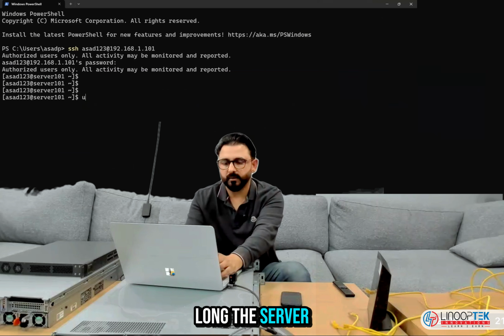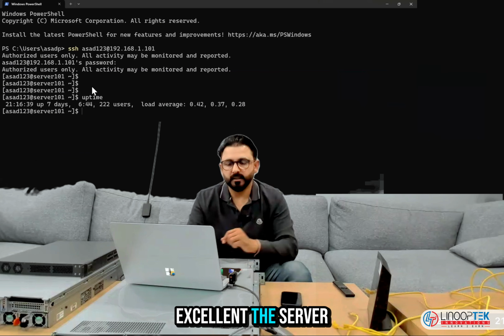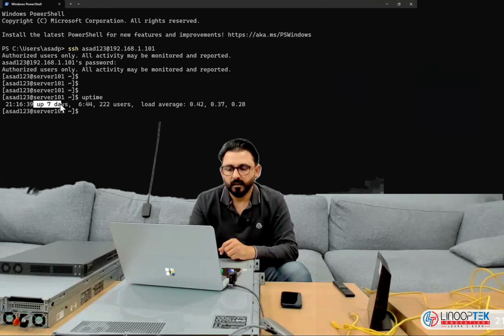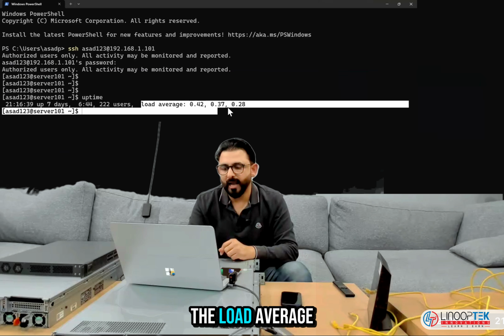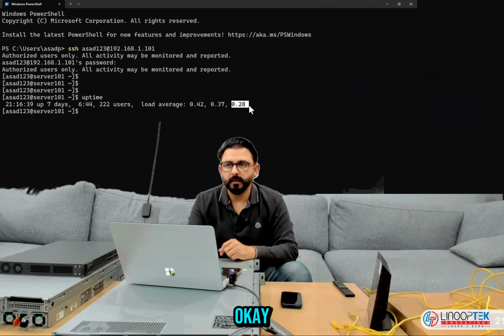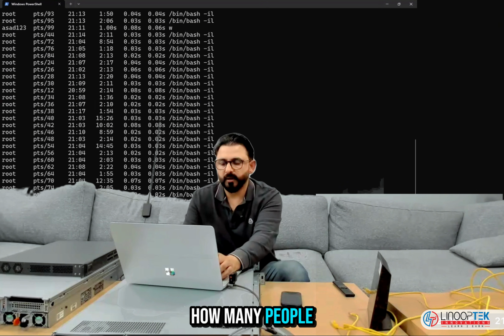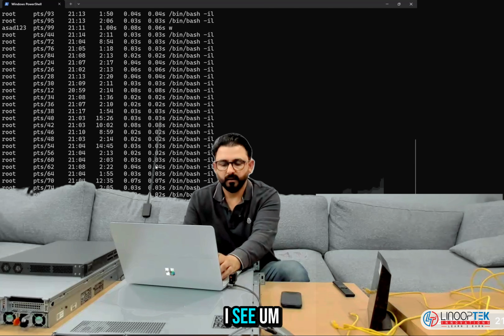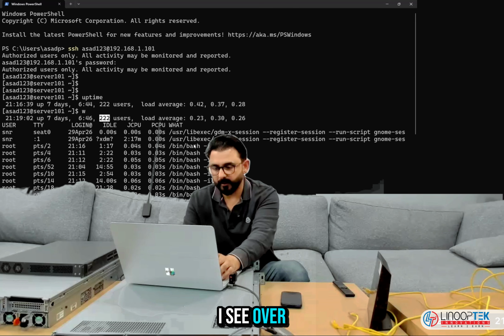You will tell me how long the server has been up and running. Go ahead and type the command. Excellent. The server has been up and running for 7 days, 6 hours and 44 seconds, and there are 220 users logged in right now. And this is the load average on your server. The load average intervals are 1 minute, 5 minutes, and 15 minutes. Okay. And I'm going to type the command to see how many people are logged in over here. And right over here, I see 222 users are logged in. And this is what I see over here.